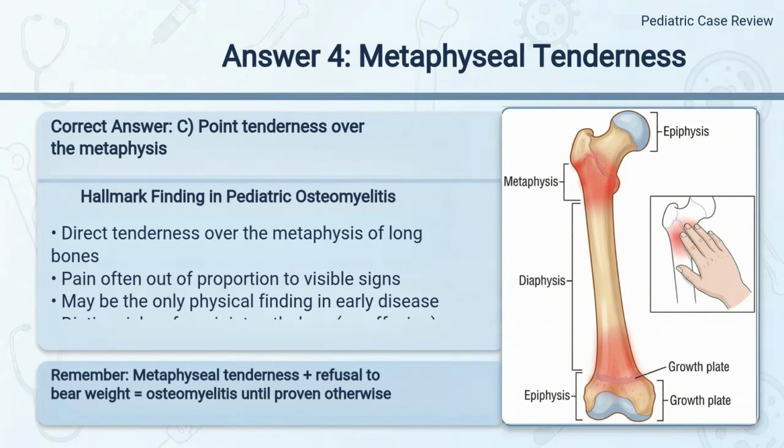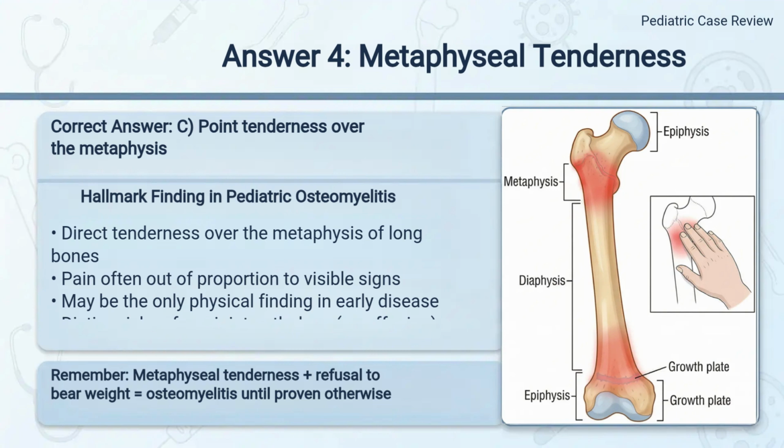The metaphysis is the zone of rapid bone growth with a rich vascular sinusoidal network where blood flow is sluggish, making it the preferred site for bacterial seeding. Pain on direct palpation of the bone at this specific location is often out of proportion to the visible signs and may be the only abnormality present in early disease.